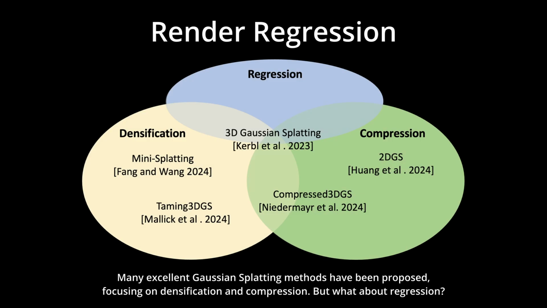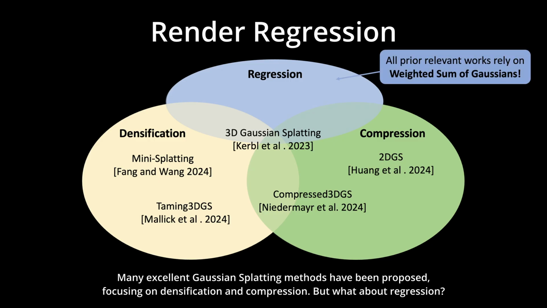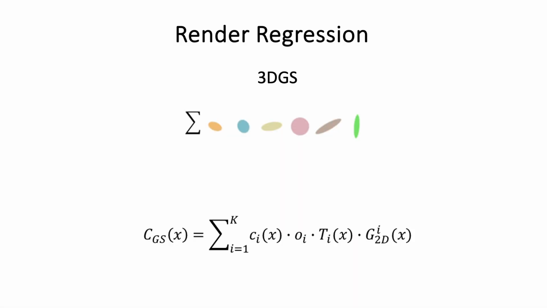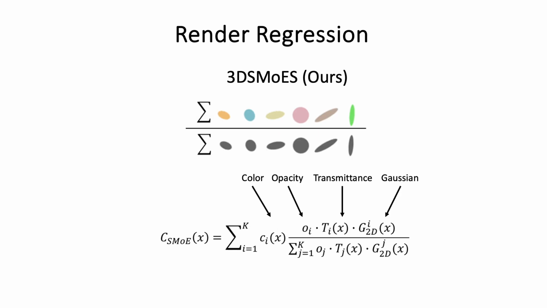Recent advances in 3DGS focus on densification and compression. However, the core regression, weighted sum of Gaussians, has remained unchanged. Standard 3DGS uses a weighted sum of Gaussians, with weights derived from color, opacity, and transmittance. Instead of blending Gaussians using accumulated weights like 3DGS, we normalize each Gaussian, dividing it by the sum of all Gaussians. This normalized form acts as a soft gate. Our regression is then a weighted sum of these soft gates.